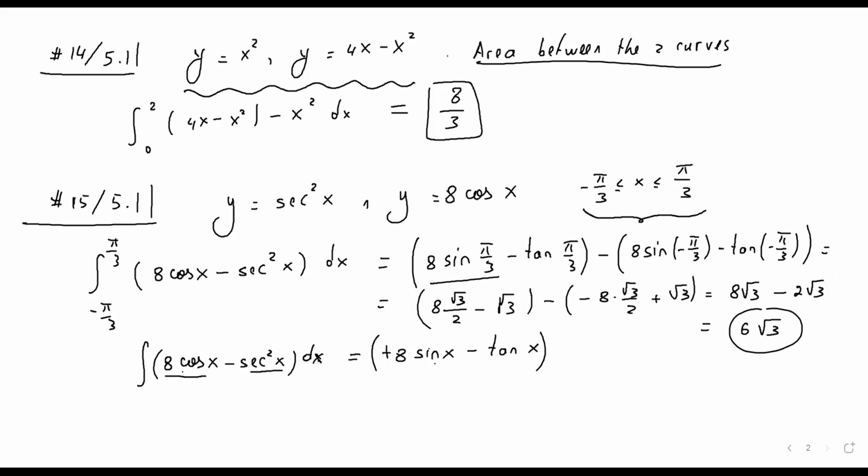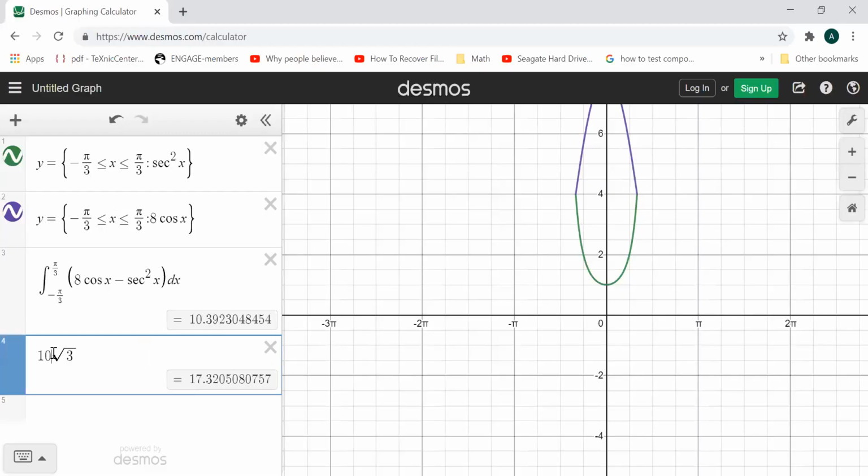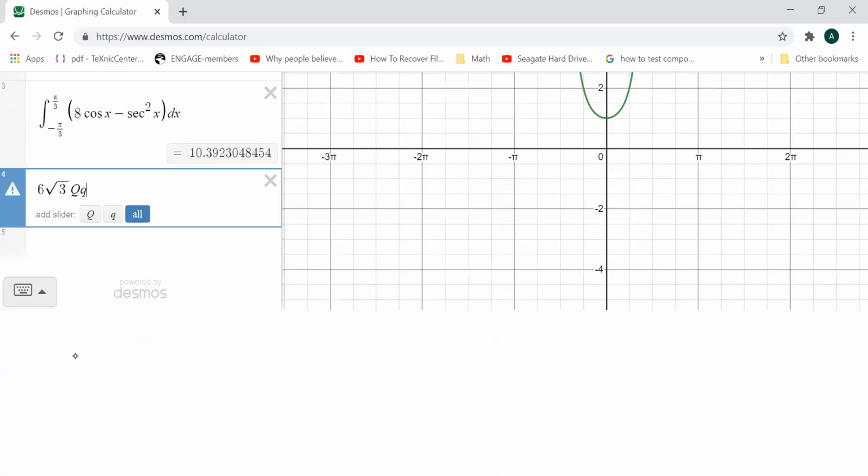So let's go back and let's check the result. Let's check that 6 square root of 3 is the correct number. I'm going to put 6 here, and there we go. Voila. So 6 square root of 3 is exactly the same number as above. So you can actually calculate this number, but that's not the main issue here.